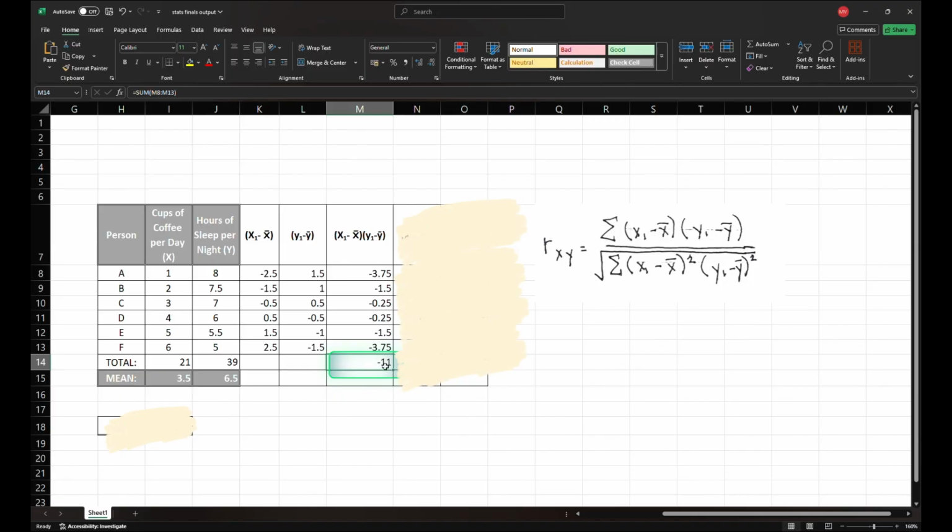And right here, we have to sum it all up because again, we're looking for the summation of x sub 1 minus mean of x times y sub 1 minus mean of y. So let's just sum it all up and we'll get negative 11.